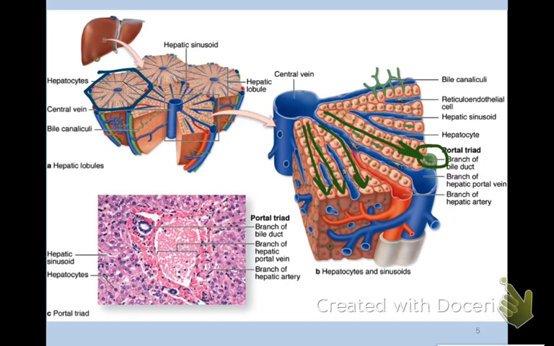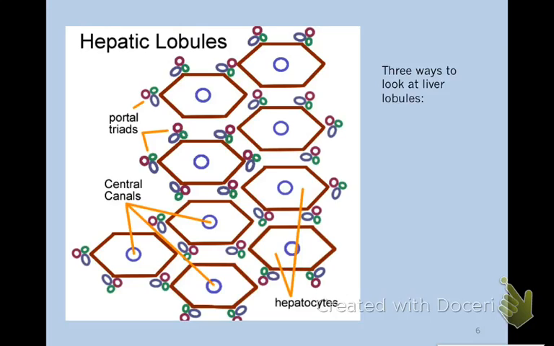So now that we have a basic understanding of what a hepatic lobule looks like, unfortunately, the way that histologists decided to describe hepatic lobules is confusing. There are actually 3 different ways to describe hepatic lobules. I'm not really sure where these different distinctions come from, but I think it's a good idea that we learn a little bit about each of them.